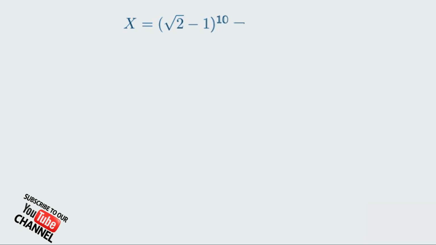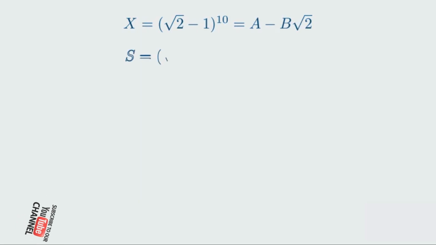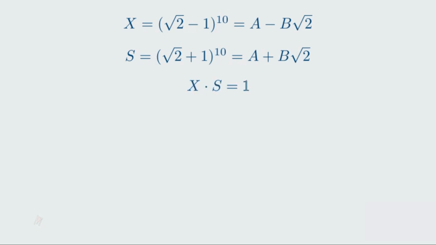Let's summarize this key insight. We've shown two things. First, the expression we want, x, is equal to a minus b times square root of 2. Second, the expression s, which is its conjugate with a plus sign, is equal to a plus b times square root of 2. Remember the relationship we found earlier? We found that x times s equals 1.